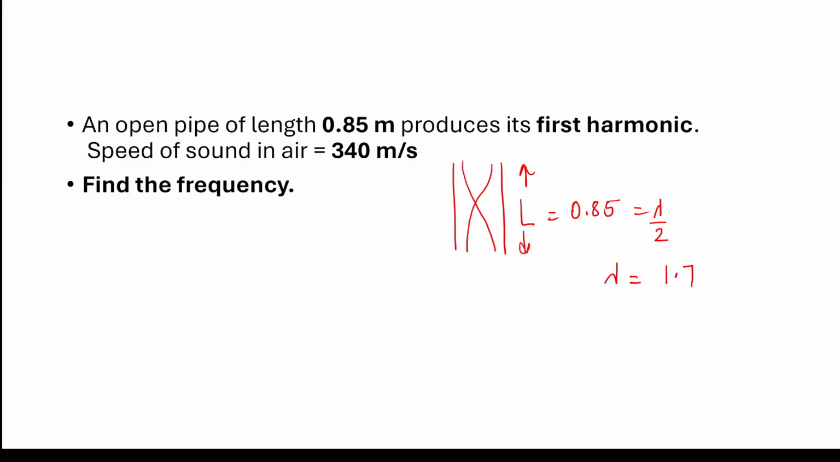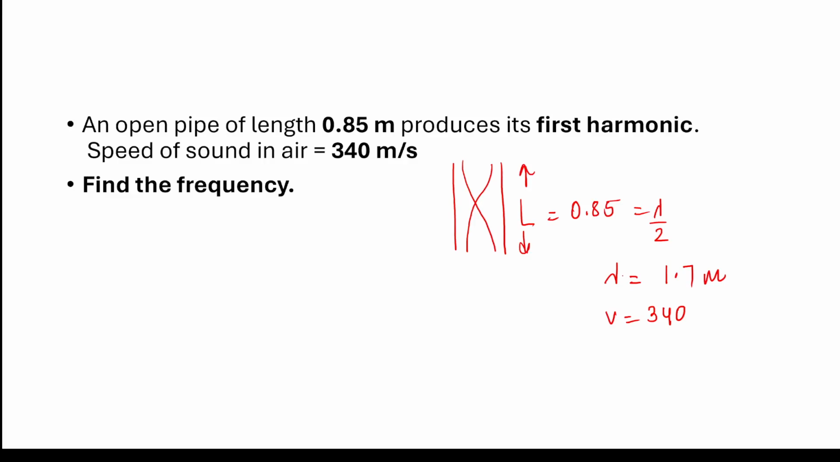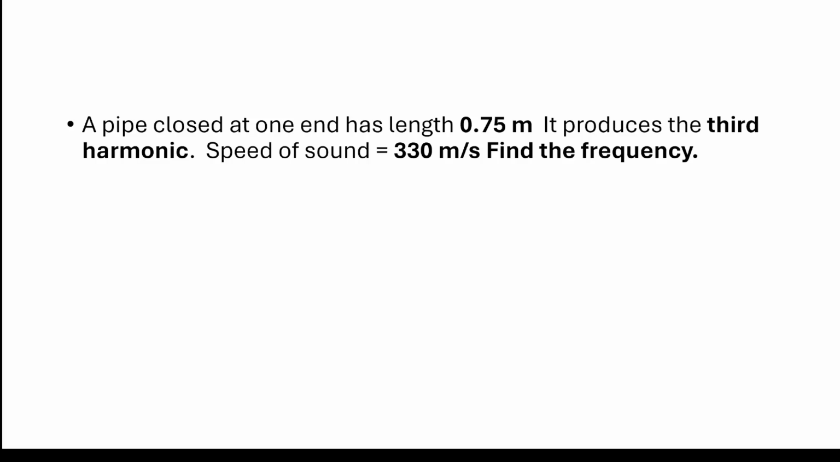And V is 340. So just divide V over lambda, you get the frequency. So that is, wait, what? This solution is wrong. It is not a closed pipe. See, so this is wrong. It is an open pipe. So you calculate frequency using 340 over 1.7, which is 200 hertz. All right, let's do the next one. Yeah, that's the answer. So this is the right answer.